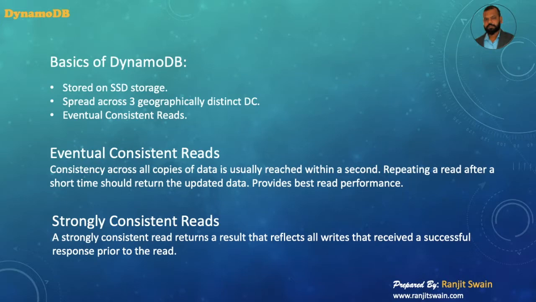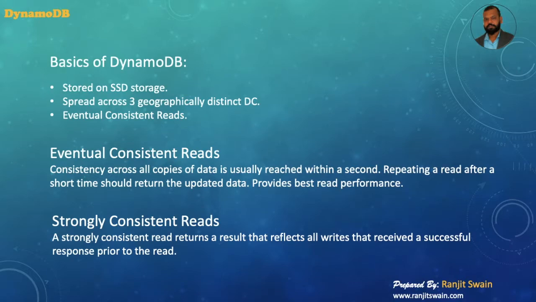So what are eventual consistent reads? Consistency across all copies of data is usually reached within a second. Repeating a read after a short time should return the updated data. It provides the best read performance. It provides consistency across all copies of the data, meaning the replications you make globally. The read is consistent across all the copies you keep in the other regions.